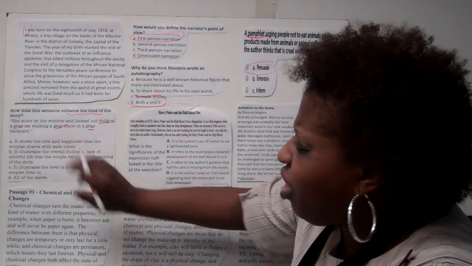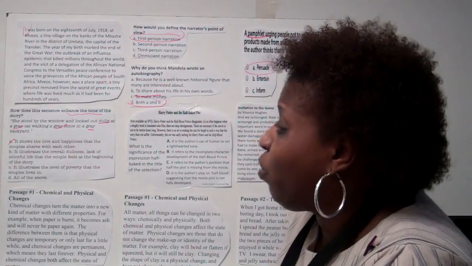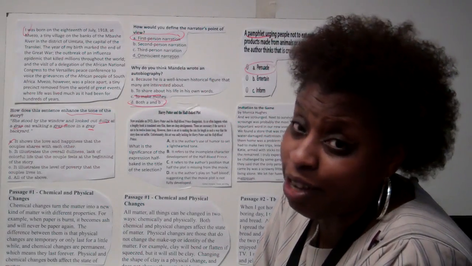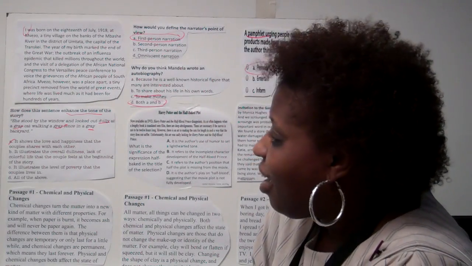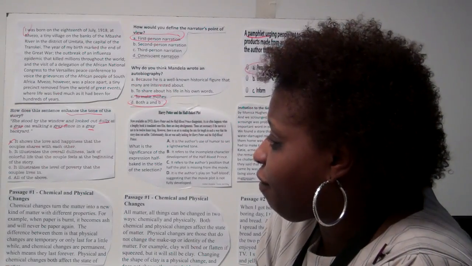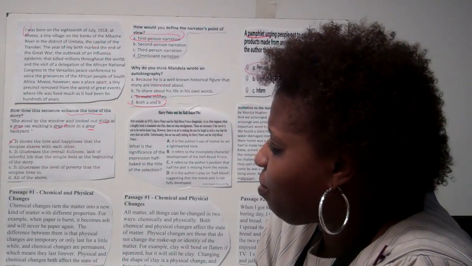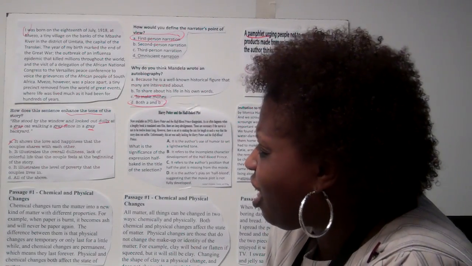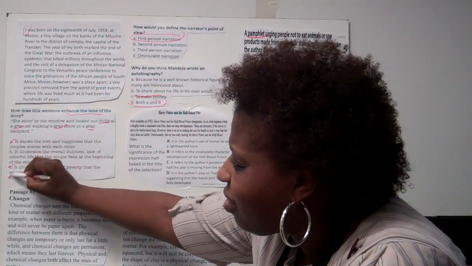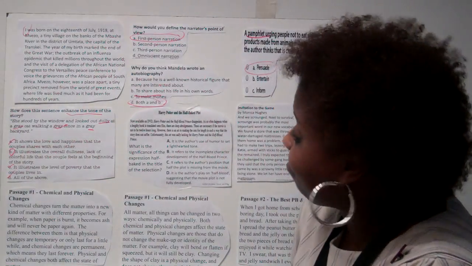Show love and happiness? Definitely not. When I think of love, I don't think of the color gray, and I don't think of dull. Illustrates the overall dullness, lack of colorful life the couple feels at the beginning of the story. Illustrates the level of poverty. No. So we're left with B.